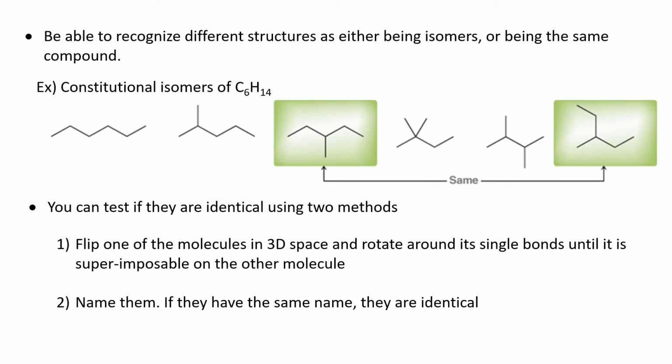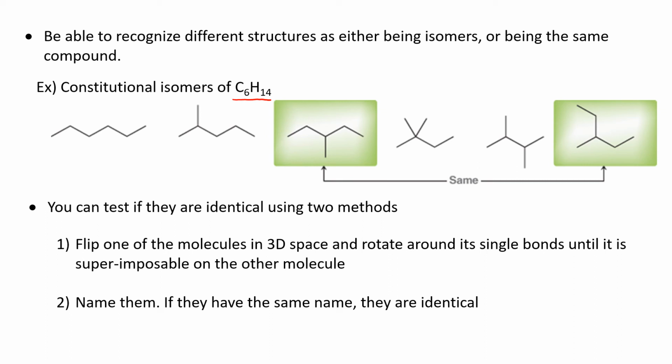So the utility of this in this part of the text is being able to recognize a compound as either being an isomer or the same compound. Now we're going to be dealing with bond rotations, and we have to be mindful that a simple bond rotation could often lead you to believe that you're dealing with a different structure. So let's look at all of the possible constitutional isomers of C6H14. That's a form of hexane.